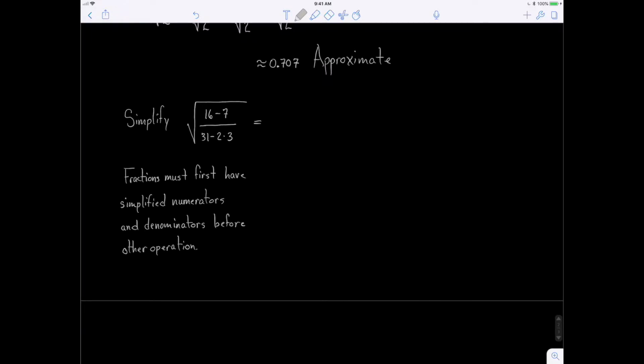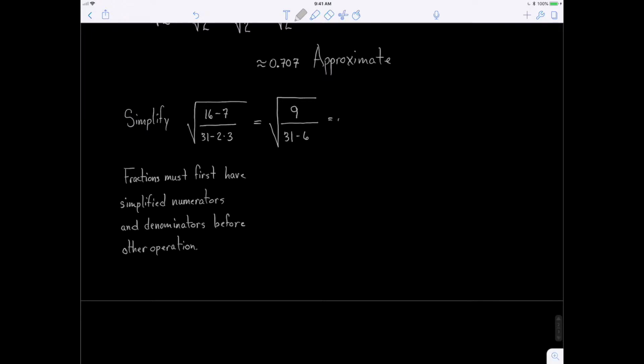So what I need to do is simplify my numerator. My numerator says I have subtraction, 16 minus 7, that's 9. Over. Now, you can work on the numerator independently of the denominator, so you can work those at any pace until you get it down to a single number. So now look at the denominator. It has multiplication in here also, so I first have to deal with the multiplication. That's 2 times 3, which is 6.